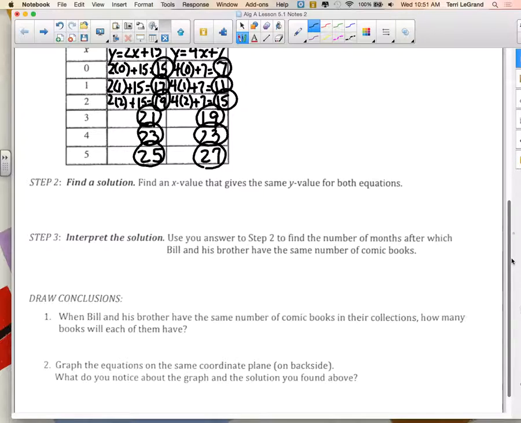We go to a graph and make 6 points, draw a line for Bill's, to represent Bill's comic book collection, and then we also have 6 ordered pairs for his brother, don't we? Okay? Well, from the table, we're supposed to find a solution. How do you think we're going to find that solution in the table? How are you supposed to understand when what is the same?